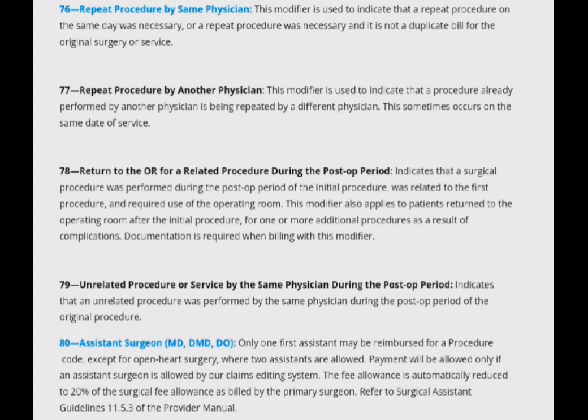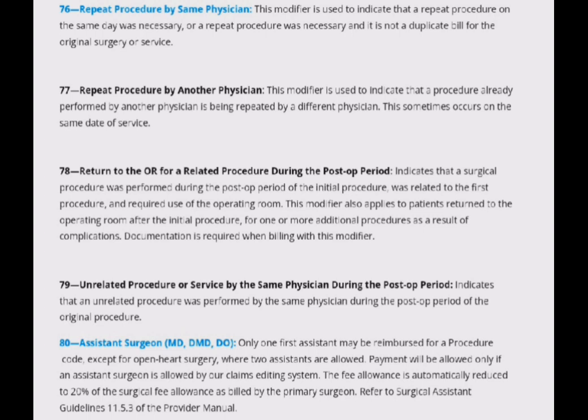78. Return to the OR for a related procedure during the post-op period. Indicates that a surgical procedure was performed during the post-op period of the initial procedure, was related to the first procedure, and required use of the operating room. This modifier also applies to patients returned to the operating room after the initial procedure, for one or more additional procedures as a result of complications. Documentation is required when billing with this modifier.